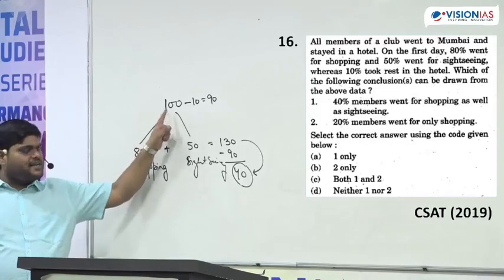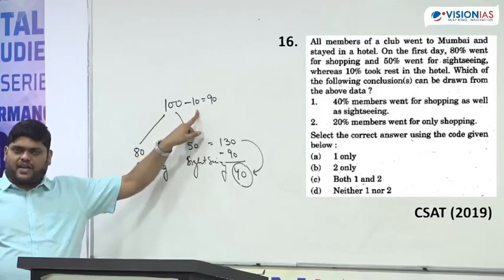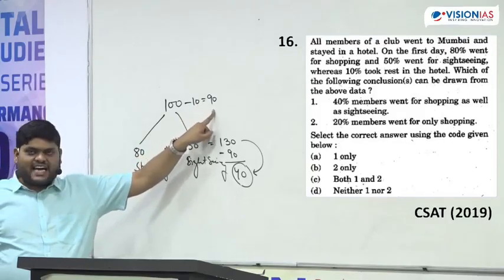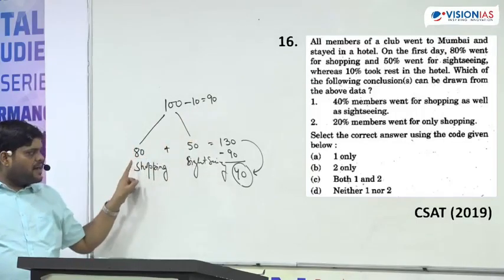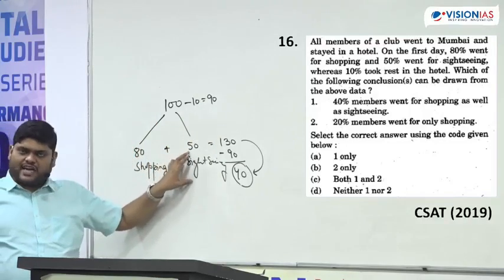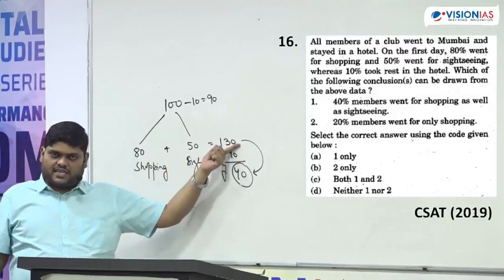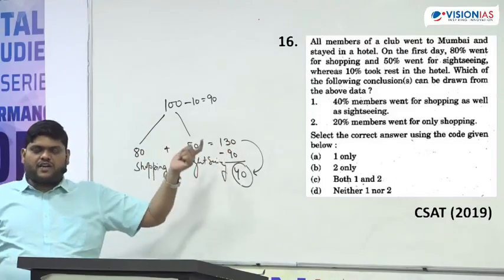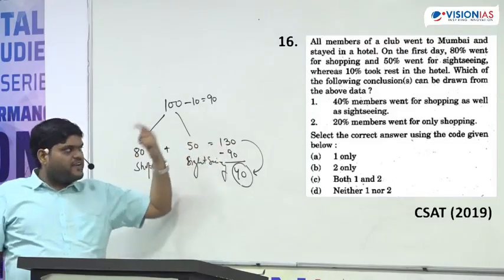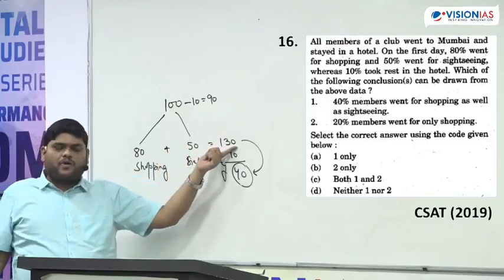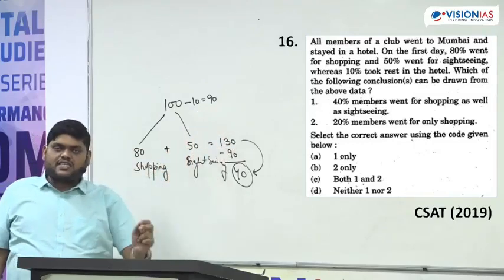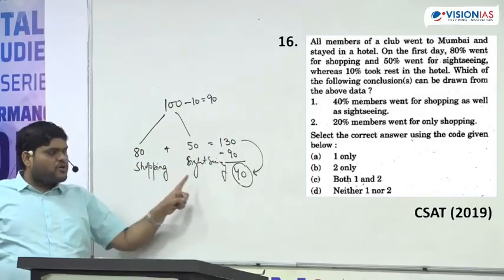Out of 100, 10 is not going anywhere. That means only 90 are going. Some are going for shopping, some are going for sightseeing. But if I add both the value, both become 130. So when total are 90, it cannot be 130. That means the logic is saying that some are going for both.